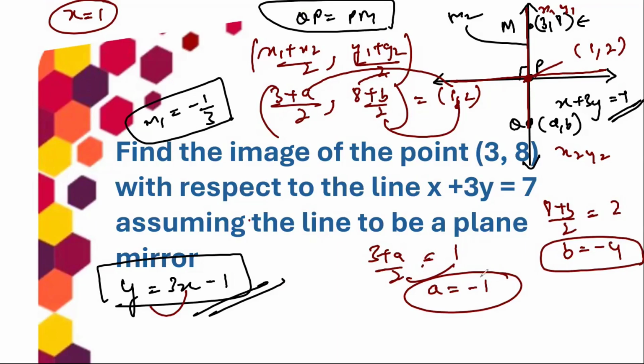Okay, so (a, b), the coordinates of point Q, are (-1, -4).